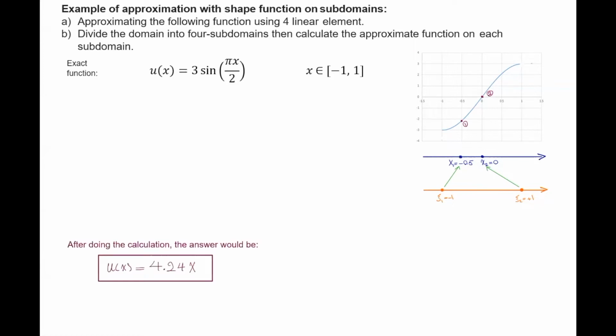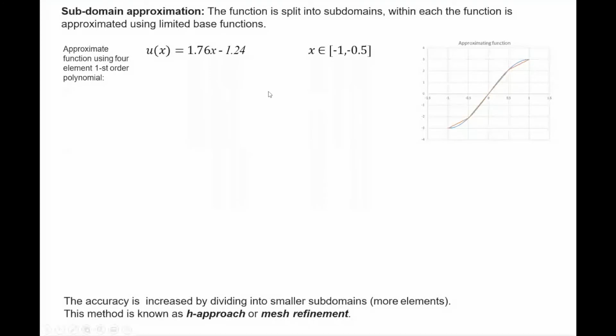So if you do the calculation properly, this is going to be the final answer. And this is going to be the shape of the approximated function. The approximate function in the first subdomain was defined as 1.76x minus 1.24. On the second subdomain, from negative 0.5 to 0, is defined as 4.24x.